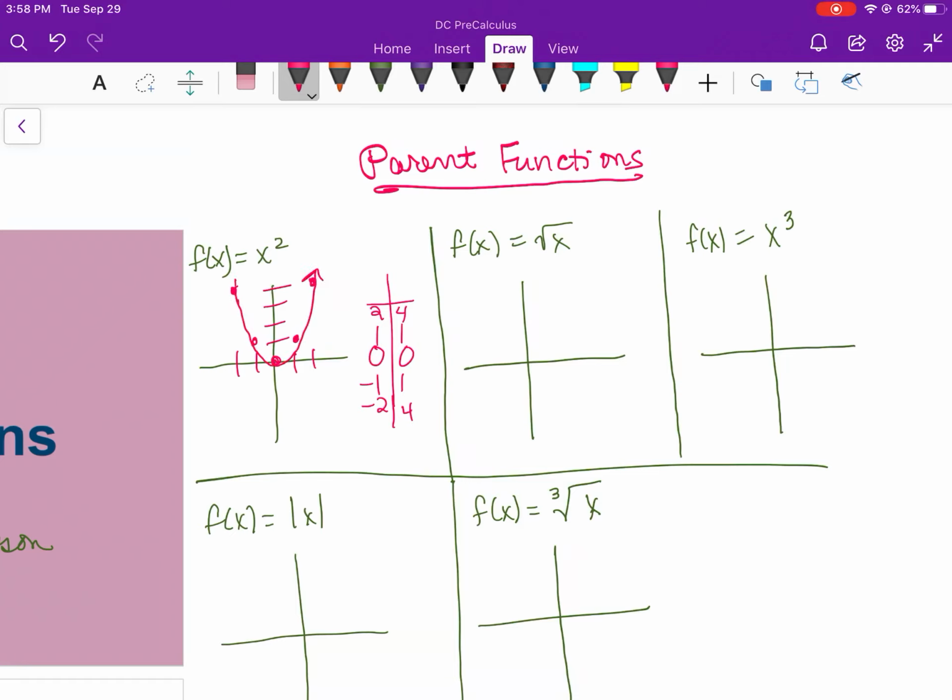So again, you guys know this as a quadratic. It's the squaring function, and it's a parabola. When we graph the square root of x, we know that x can be 0 or anything larger. So some key points that you need to be graphing are 0, 0, 1, 1, and 4, 2.